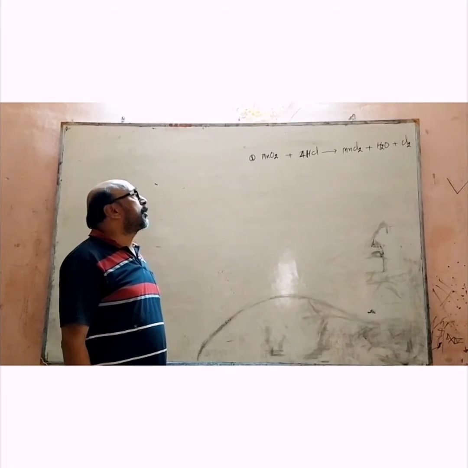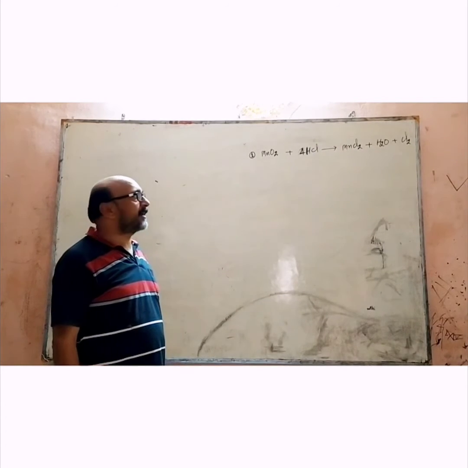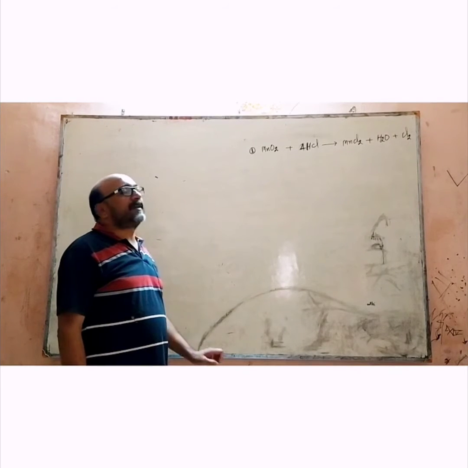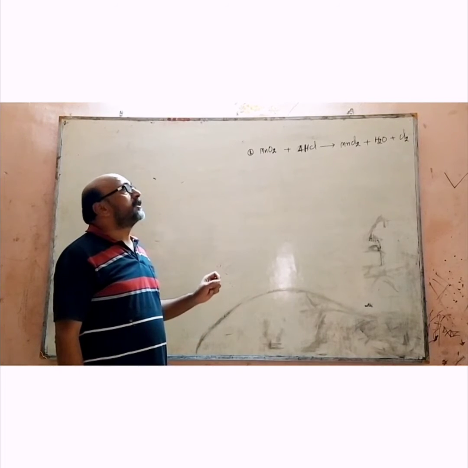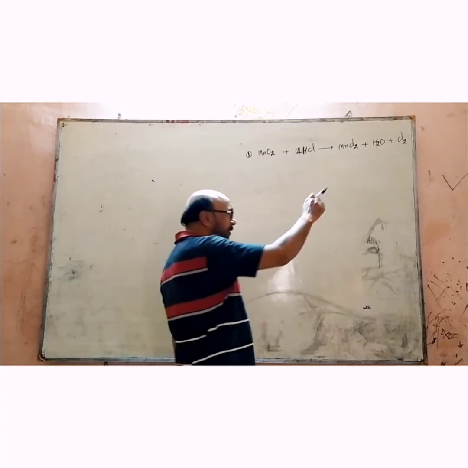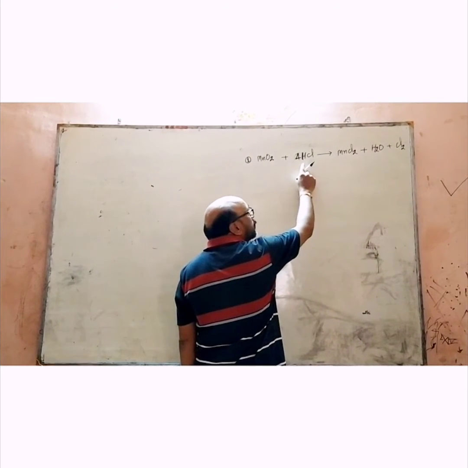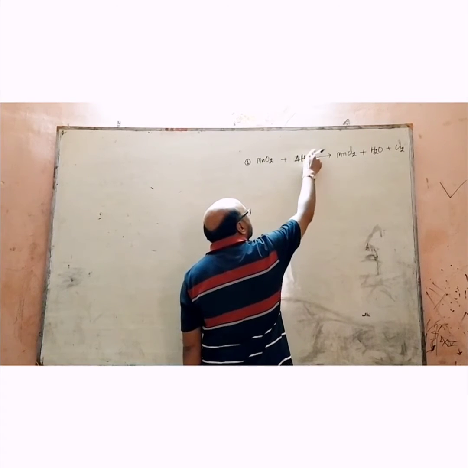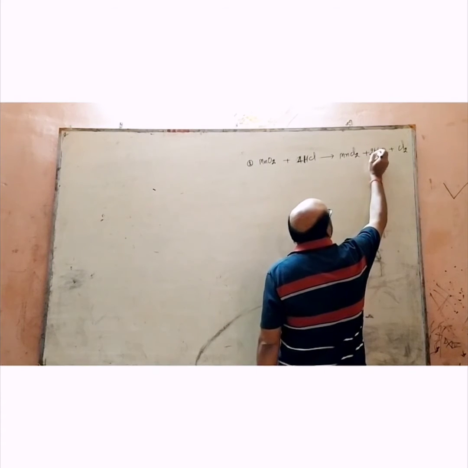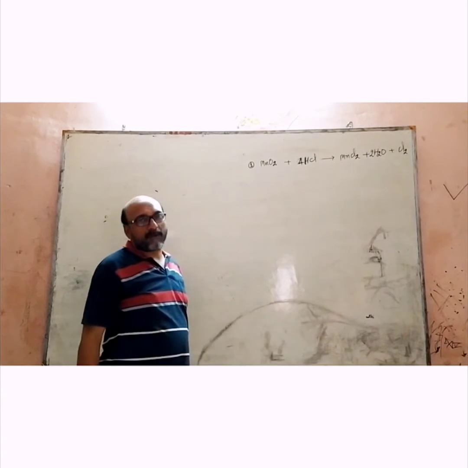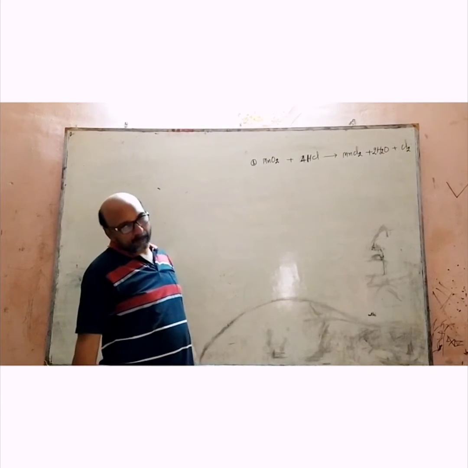Now the number of hydrogen atoms becomes unequal. It becomes 4 in the reactant side and it is 2 in the product side. In water, the number of hydrogen atoms is 2 and in HCl, by balancing chlorine atoms, the number of hydrogen atoms becomes 4. So multiply water by 2 to make the number of hydrogen atoms equal. It becomes 4 and oxygen atoms become 2.